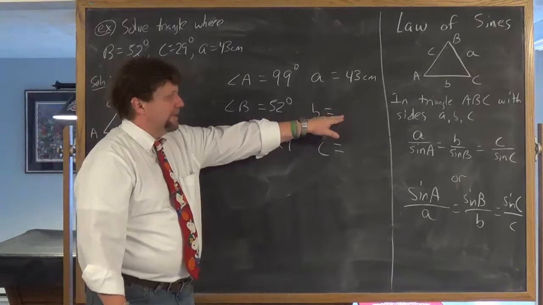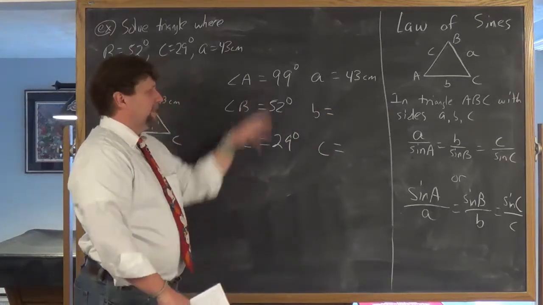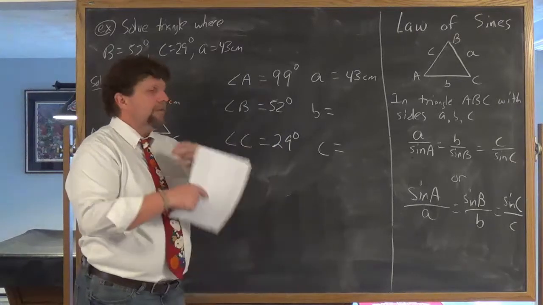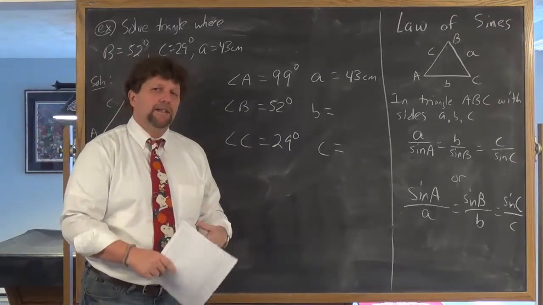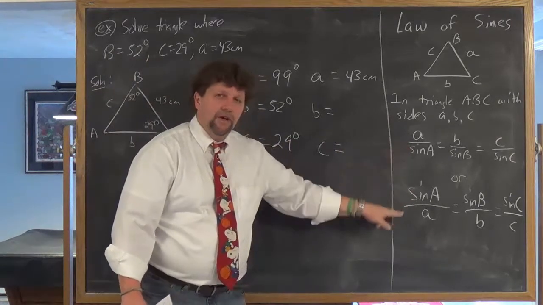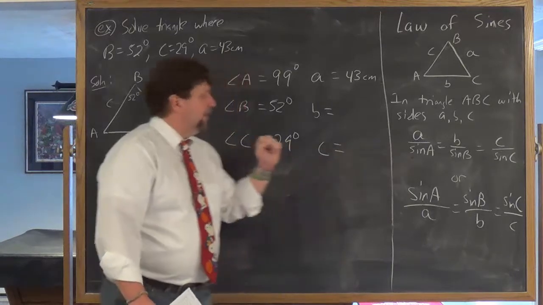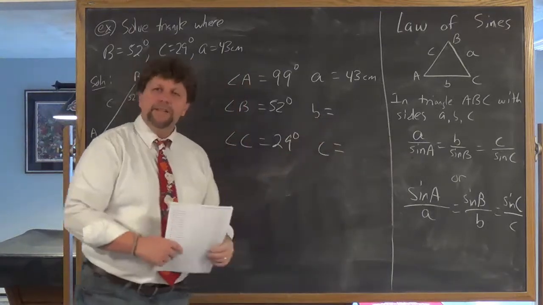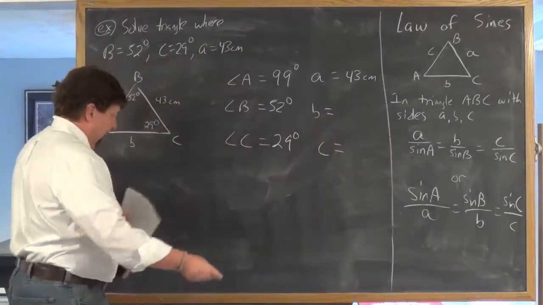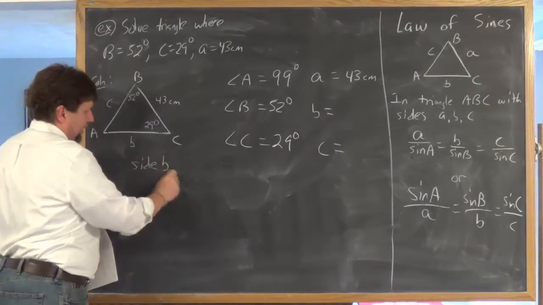I still need to find side B, and I still need to find side C. Since it's an oblique triangle, this is where the power of the law of sines comes in. And I have over here the 2 different versions of the law of sines, and I will be using the first version, and I'll show you why. Let's find side B. I'll just make that note right here. I'm finding side B.